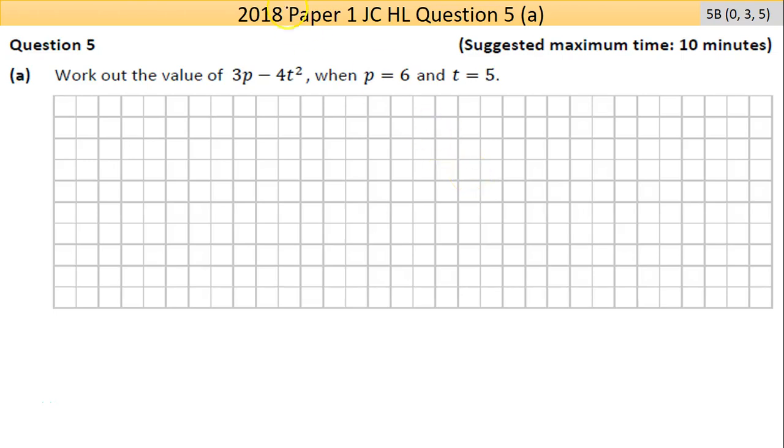Hi, and welcome to the 2018 Paper 1 of the Junior Cert Higher Level. This is question 5 we're on.